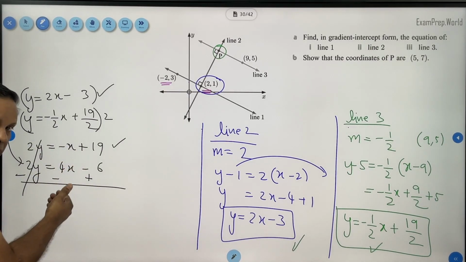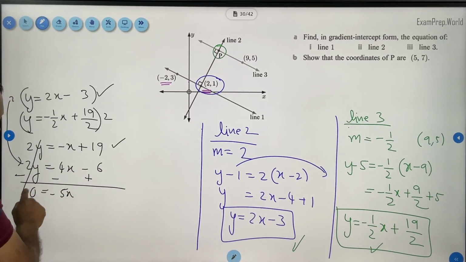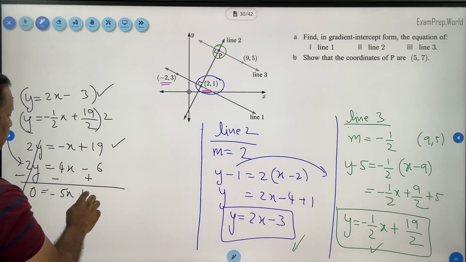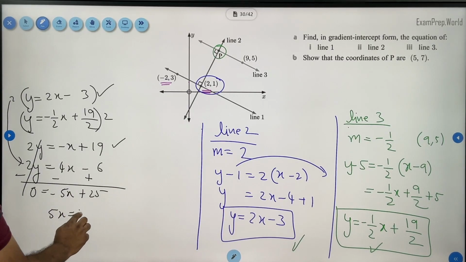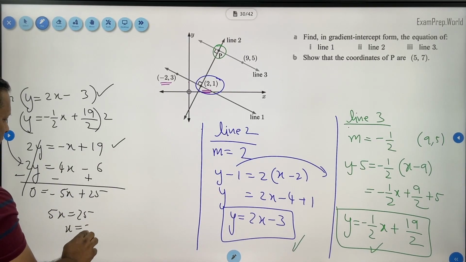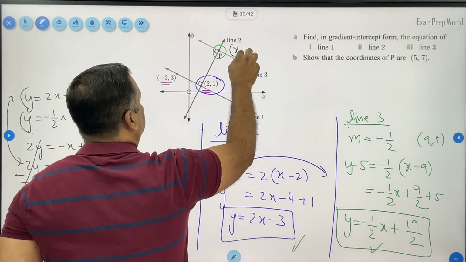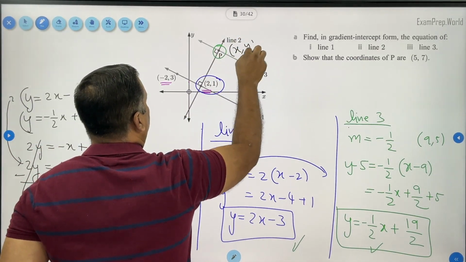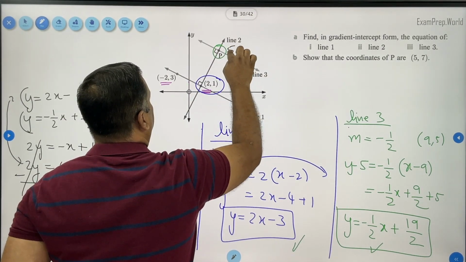Negative x and negative 4x becomes negative 5x and this side is 0. And 19 plus 6 is 25. Send this 5x here. 5x equals 25, x equals 5. So one of the coordinates of this P, we know that it is x, y. So we know that x is how much? 5. Or I will write directly 5.